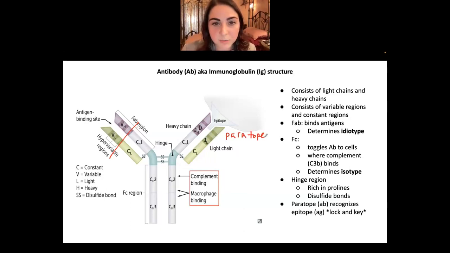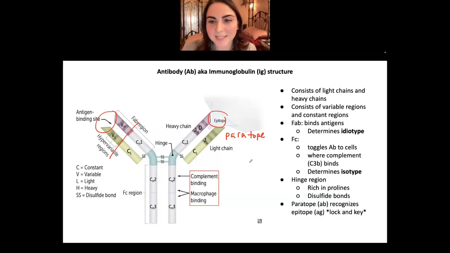More terminology, and this is what they'll try to trick you on in questions. The Fab portion, this portion, is what determines what's known as the idiotype. We'll get into it a little bit more, but the idiotype is the specificity portion. That's the portion that's binding the antigen. That's the idiotype.